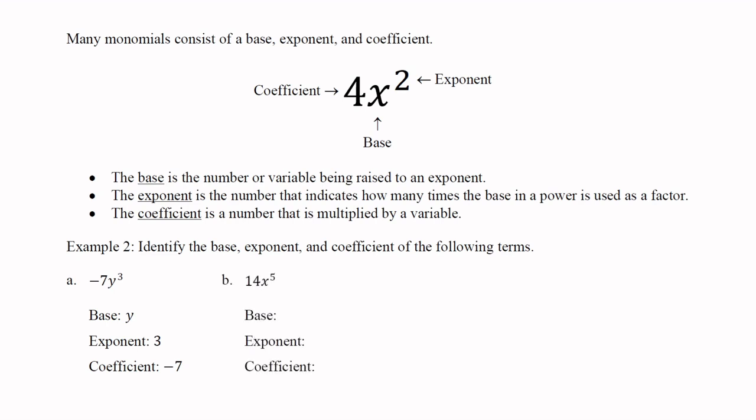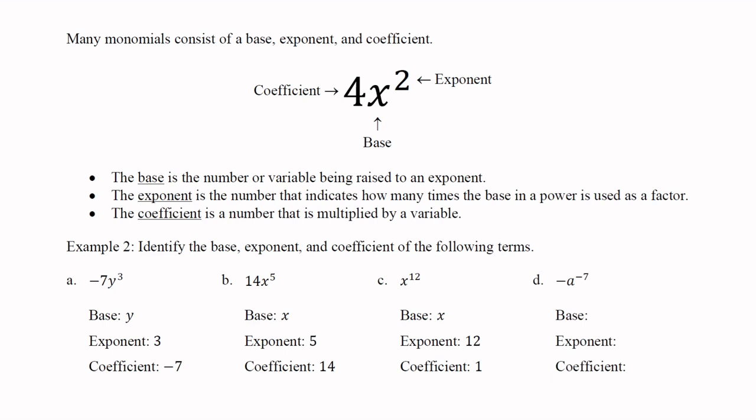14x to the fifth: our base is x, our exponent is 5, and our coefficient is 14. X to the 12th: our base is x, our exponent is 12. Now our coefficient, there's no number out in front of the x, so when there's no number out in front of the x, it is understood to be 1, because we do not need to write 1 times x to the 12th. We can just write x to the 12th. So no coefficient is actually a coefficient of 1.